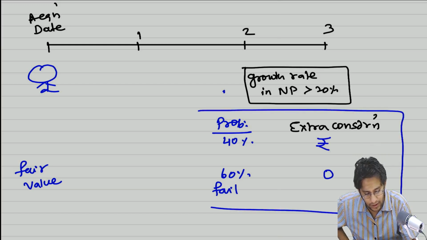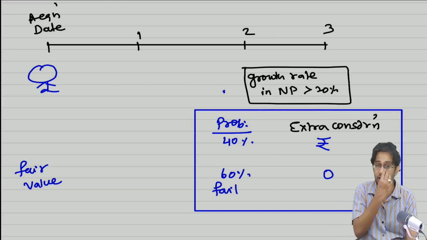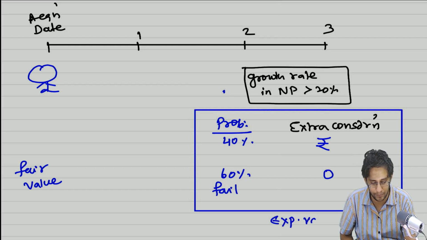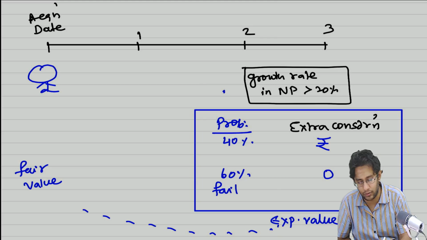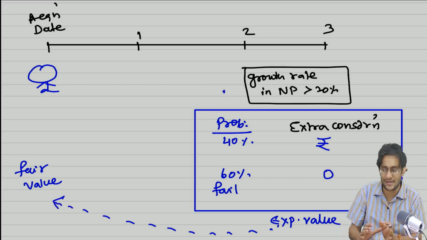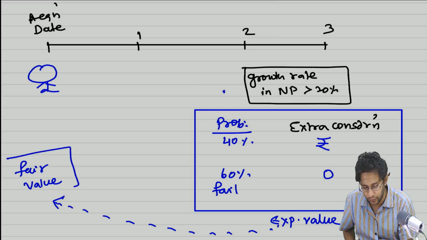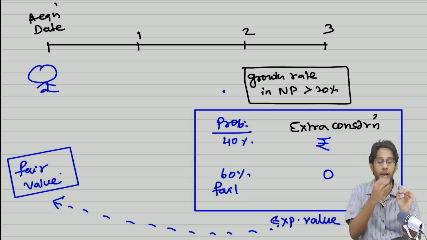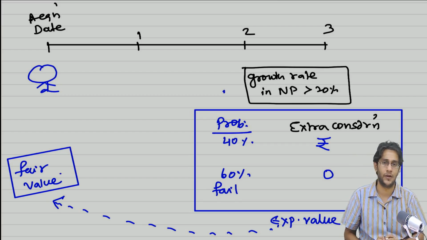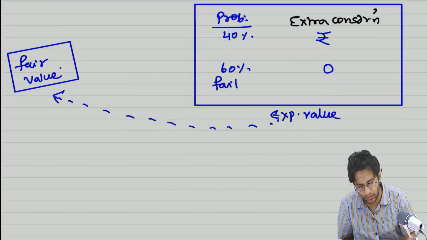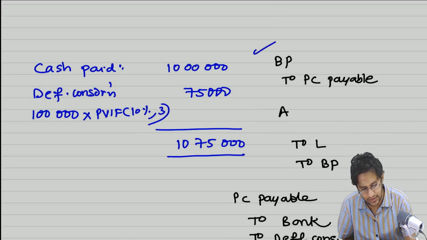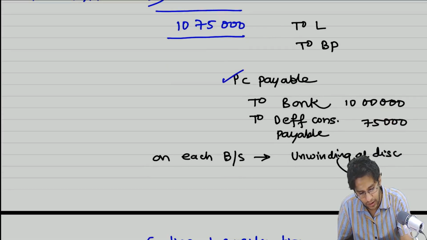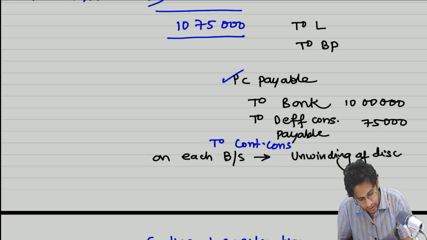So work out an expected value: 40% into the amount plus 60% into 0. The expected value will come. This amount you will discount to today because you are standing as on today. That discounted value is called the fair value. The question will give you this, sir. You need not bother about this. So this fair value of contingent consideration should be included as part of your PC. So sir, how to account for this? Again, same thing. First entry is this, second entry is this, third entry, you will also write to contingent consideration payable.